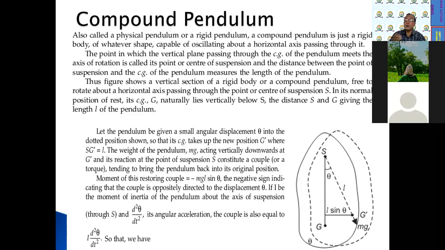Yes, sir. Now when it is displaced, coming to the G dash position, the weight of the pendulum is always directed downward. किसी भी चीज का वजन किधर काम करता है हमेशा? ऊपर की तरफ कि नीचे की तरफ? नीचे की तरफ. नीचे की तरफ. That means the weight of the pendulum is mg, mass into g, acceleration due to gravity, and it is always directed vertically downward at G dash, and therefore its reaction at the point of suspension constitutes the couple.